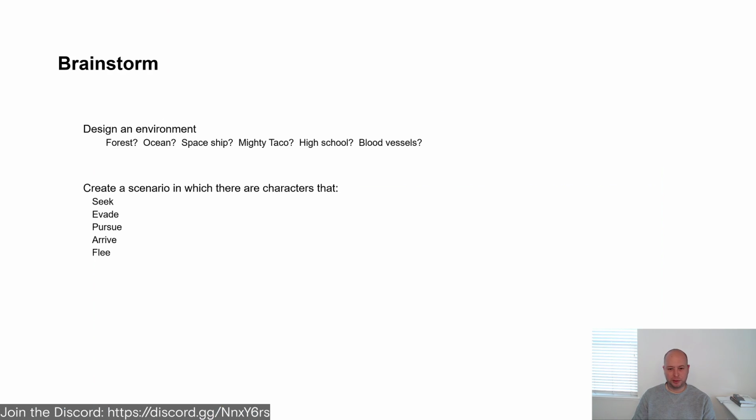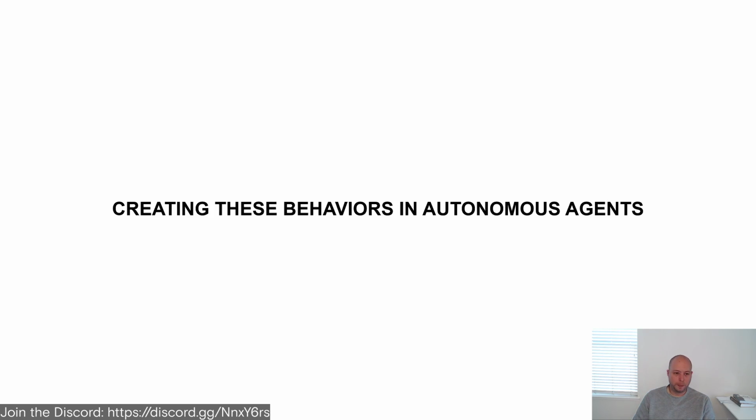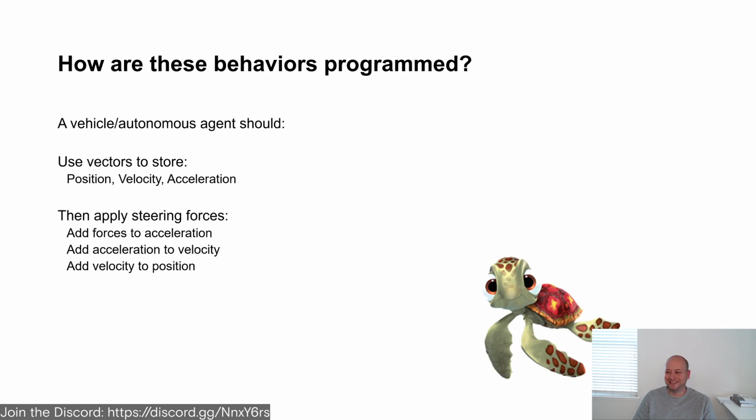So think about different environments. Now this is something for you to do on your own, and think about the different kinds of scenarios in which you would seek, evade, pursue, arrive, and flee. So just take a moment, pause the video, and think to yourself. So let's create these object behaviors and autonomous agents. I've already been doing that in the background. As you were seeing before, you can do this with position, velocity, and acceleration, and then you apply those forces to behave in the way that you'd expect.